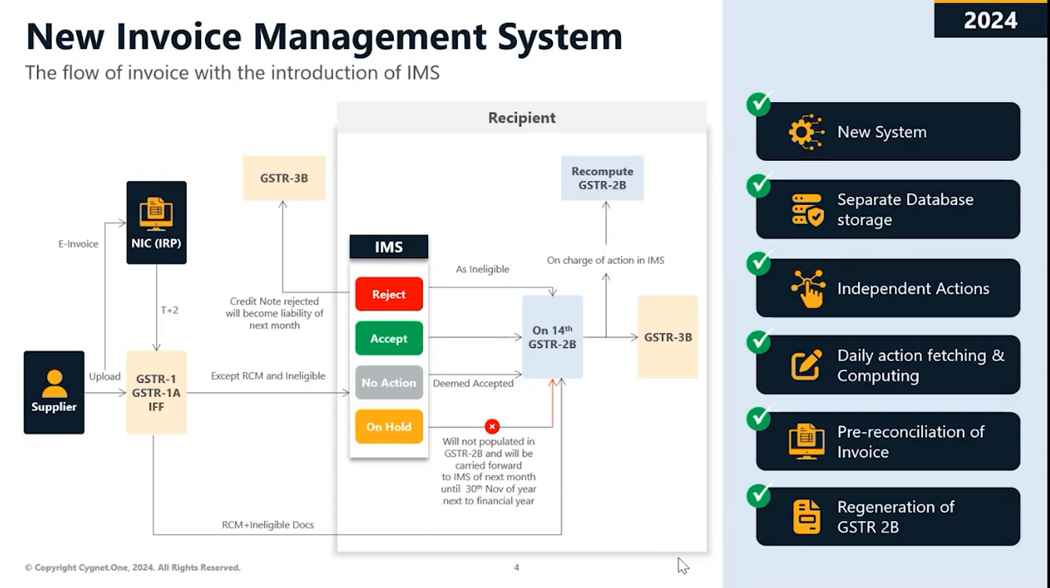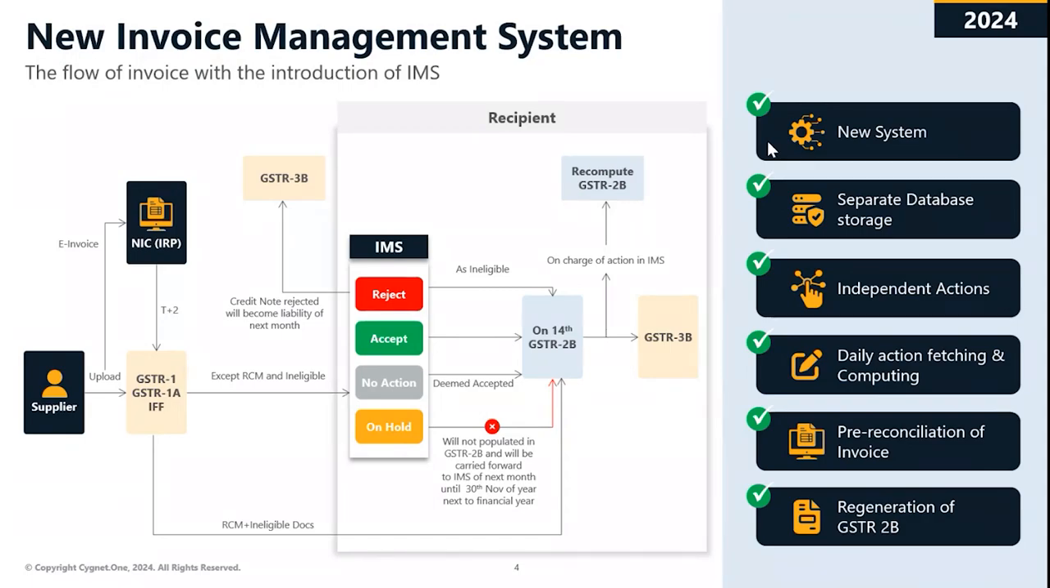Just one thing to add here: while IMS is optional right now, we still have to see the impact of whatever is happening. It's not that if you do nothing in the IMS, your 2B gets automatically generated. What the government does in that case is, on the 14th of the month, if you have not taken any action, the IMS system marks all the invoices as accepted. It is considered auto accepted, and then these transactions are pushed to the GSTR 2B.